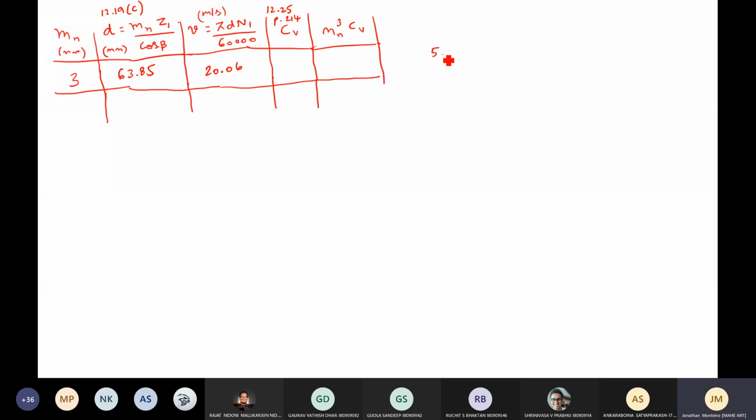Correct. So I'll write the equation here: 5.55 by 5.55 plus root of V. This is 12.25 D. So as rightly pointed out, it is 0.553. If we use this, then finally mn cube CV, that is 3 cube, which is 27 multiplied by 0.553, gives 14.93.